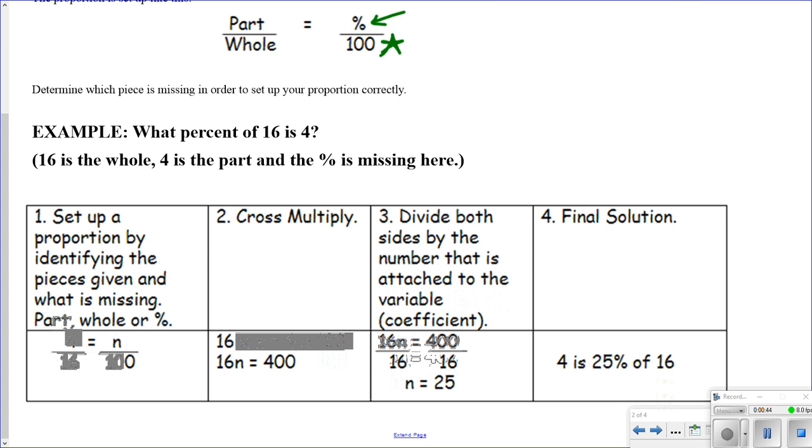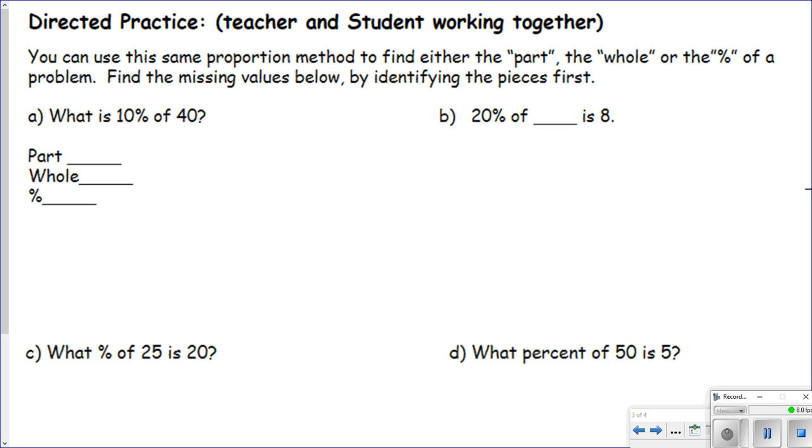What percent of 16 is 4? 16 is the whole, 4 is the part, and the percent is missing here. So setting up the proportion, I have the part over the whole equals the percent over 100. Then I will solve with 16 times n equals 4 times 100 by cross multiplying. Divide both sides of the number by the attached variable, and you're left with n equals 25. The solution, 4, is 25% of 16.